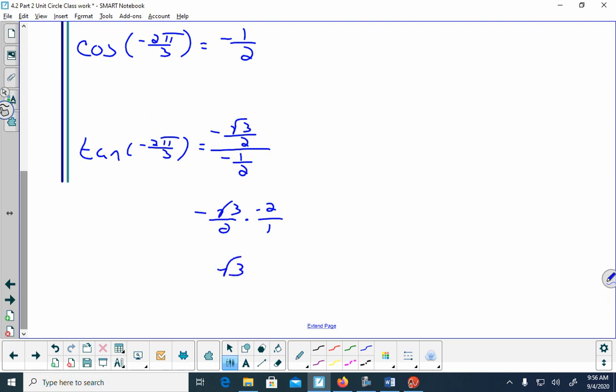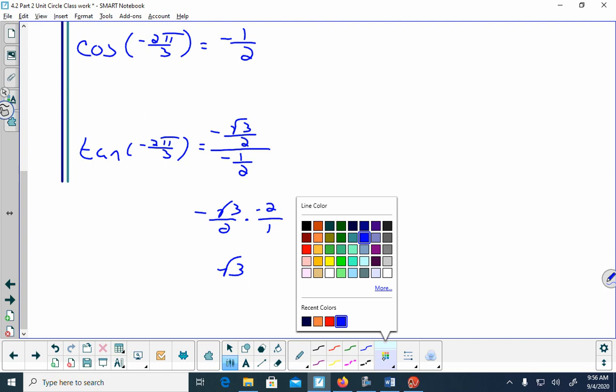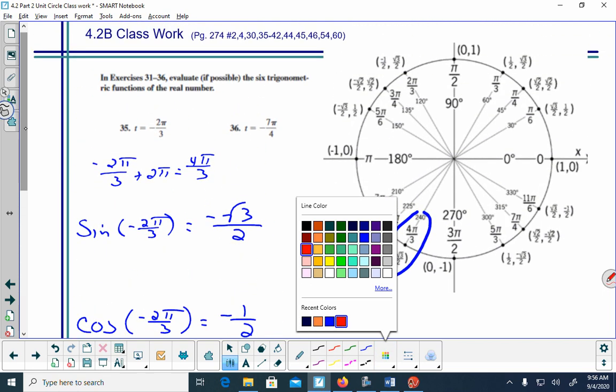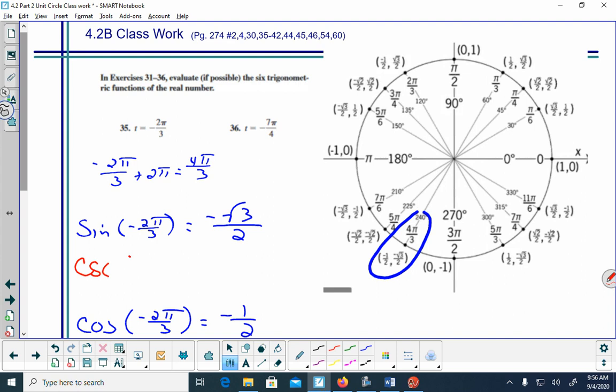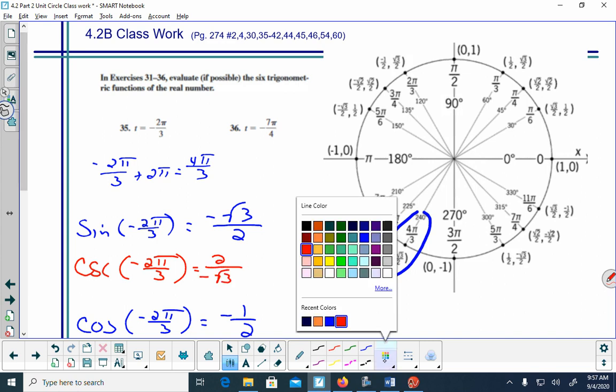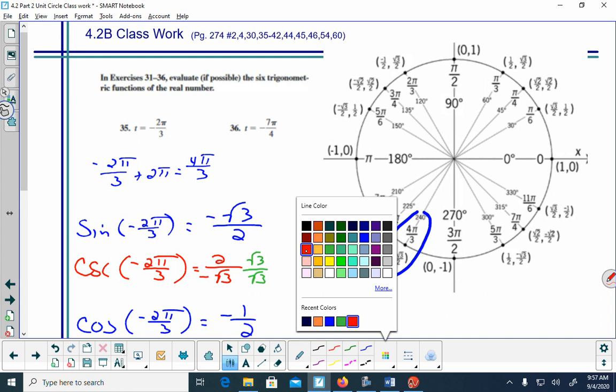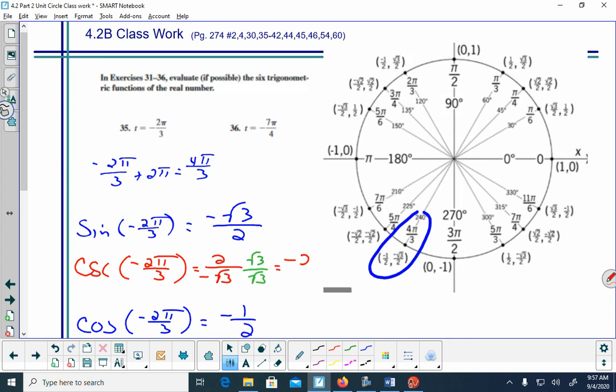Now to find the reciprocals, I'm just going to go up here, and the reciprocal of sine is cosecant. So the cosecant of negative 2 pi over 3 is going to be the reciprocal of that, which is 2 over a negative square root of 3. Don't like the fact that I have that radical in the denominator, so I'm going to rationalize by multiplying by the square root of 3 over 3. And when I do that, I end up with a negative 2 square roots of 3 all over the number 3.